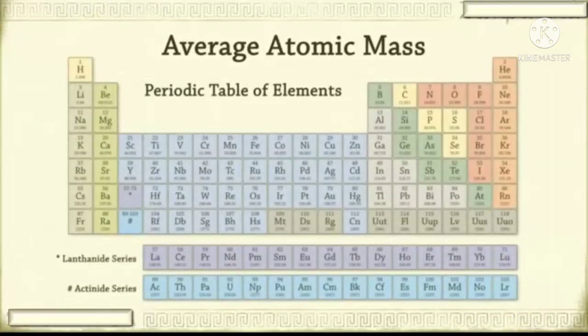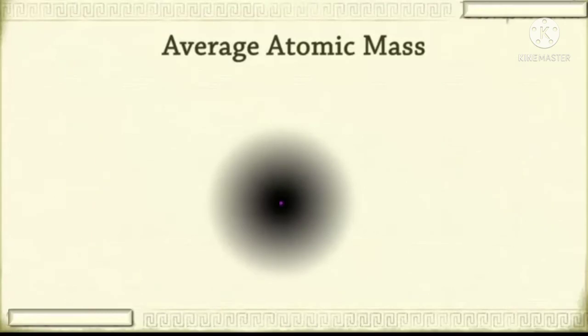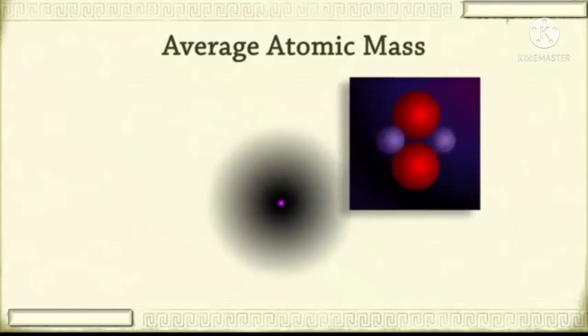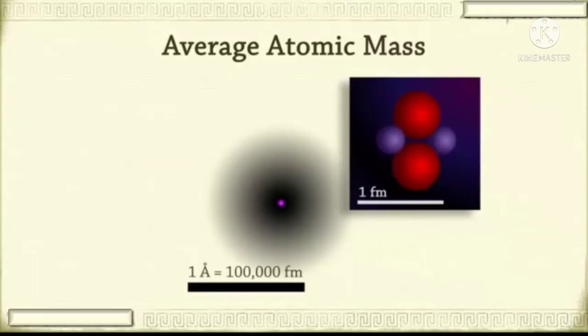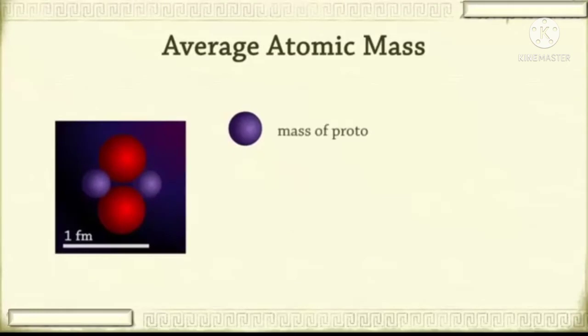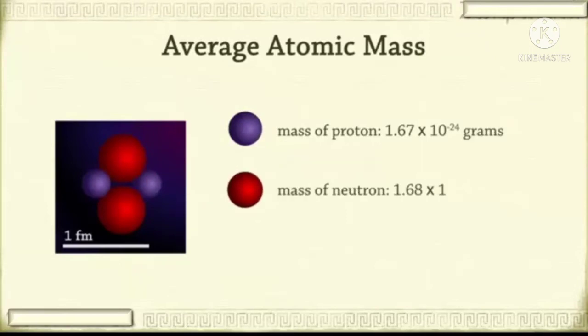Every element has a characteristic atomic mass because they each have a different number of protons, neutrons, and electrons. Most of the time, you won't use the actual masses of each element's atoms. Subatomic particles are so tiny, their masses are so small, that it would make problem-solving unwieldy. For instance, the mass of a proton is 1.67 times 10 to the negative 24 grams. The mass of a neutron is 1.68 times 10 to the negative 24 grams. And the mass of an electron is 9.11 times 10 to the negative 28 grams.